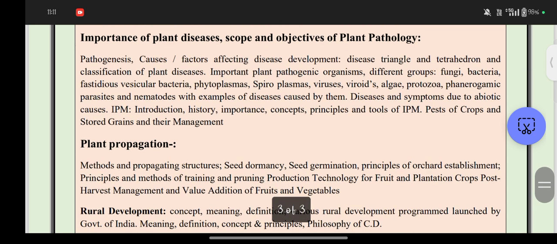Next is importance of plant disease, scope and objective of plant pathology. In this, pathogenesis, causes, factors affecting disease development, disease triangle and tetrahedron, and classification of plant diseases, important plant pathogenic organisms, different groups: fungi, bacteria, fastidious vascular bacteria, phytoplasmas, spiroplasmas, and viruses, viroids, algae, protozoa, phanerogamic parasites, and nematodes with examples of diseases caused by them, and diseases and symptoms due to abiotic causes.